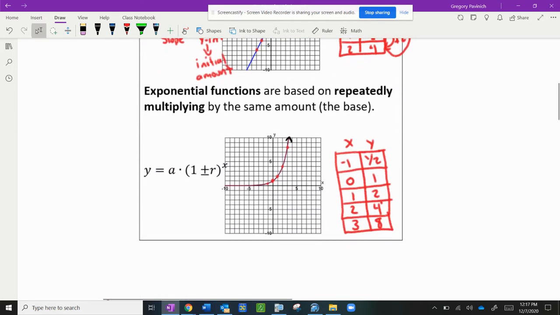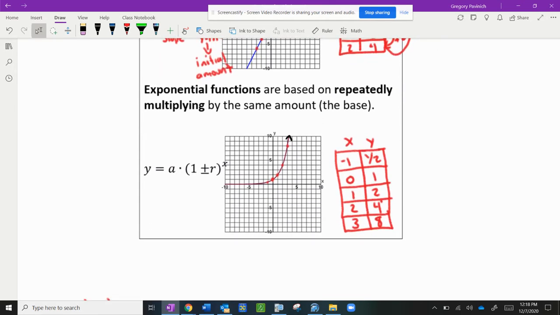Let's compare that with our exponential function. So our exponential function that we started with was y is equal to a times b raised to the x. And we learned that a was our initial amount, just like b in linear was also our initial amount, or our y-intercept. And here my b is going to be my multiplier. This is what I'm going to be multiplying by in my pattern.